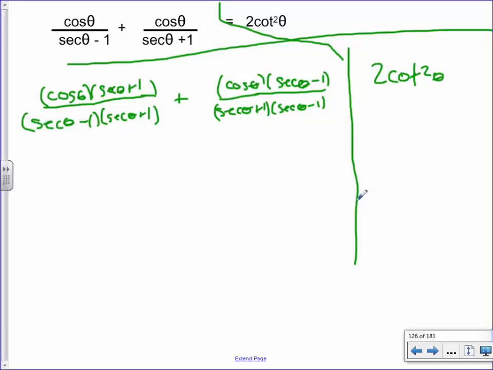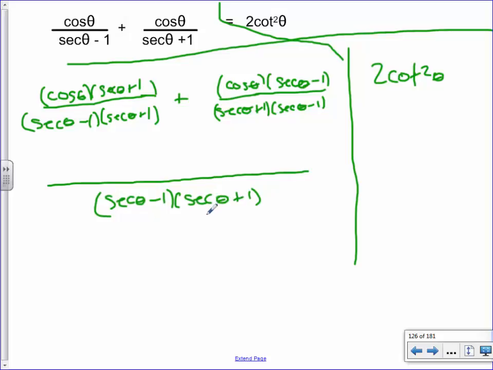First step, I common denominated this thing. Once I have common denominators, I can just throw everything on one big denominator. So it's going to be secant of theta minus 1 and secant of theta plus 1. The top, I'm going to FOIL a whole bunch of stuff. I'm going to do cosine times secant. That's this one times this one. I'm going to do cosine times 1, so that'll just give you cosine.